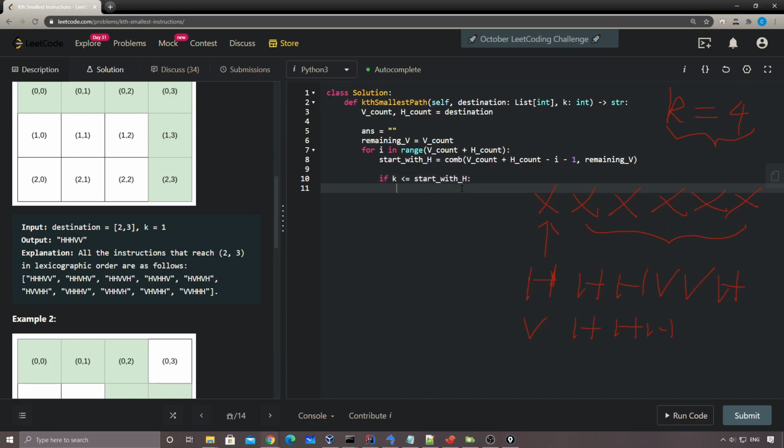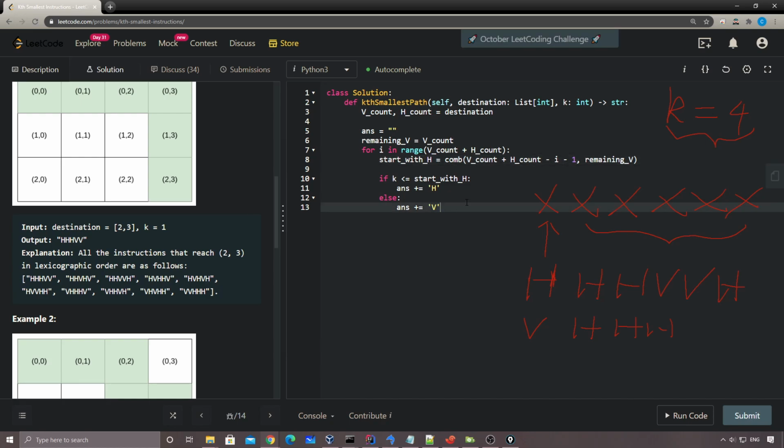Okay, so that's why here we have to append H. Else what? Else is the other way, right? Else we do a V. So this is the other way around. Basically, if the current k is too big, then for the cases starting with H, we have to put V here because we have to skip this many numbers.